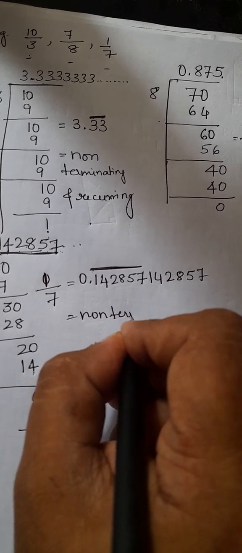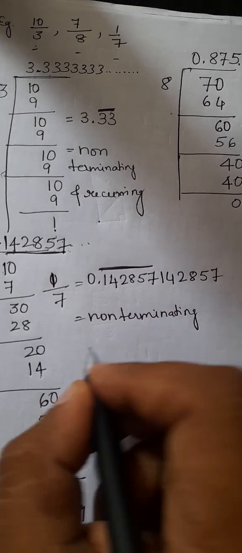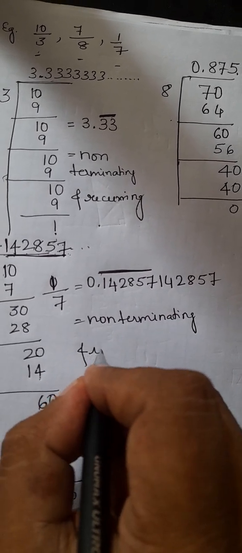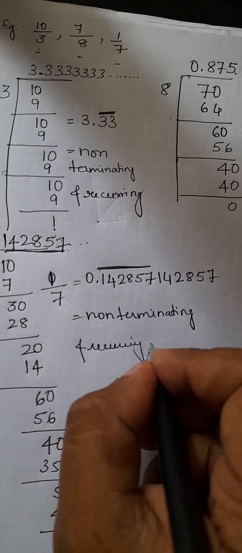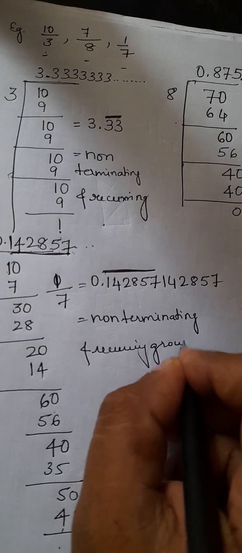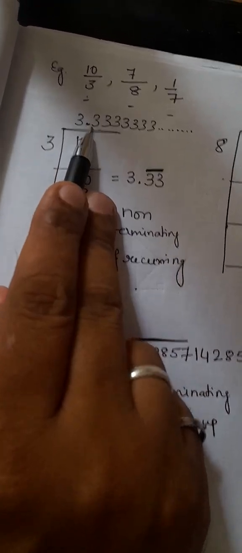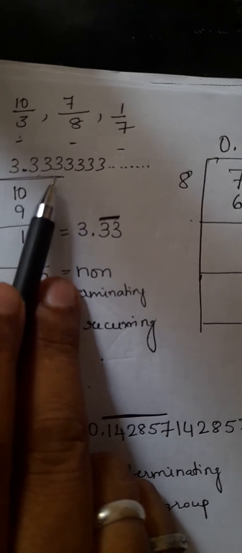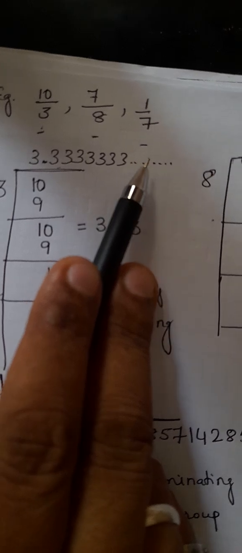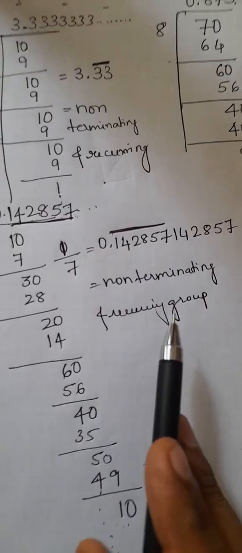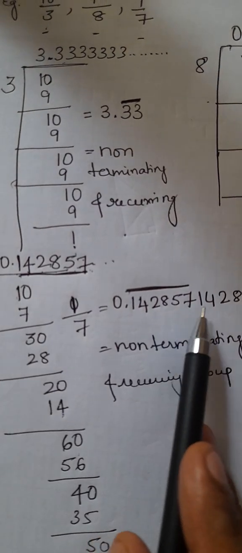Okay, it is non-terminating and recurring, right? Recurring group. It is not one single digit that is recurring. In this case, you found that 3 was a single digit, 33, 33, 33. We are very much sure the next is also 3, 3, 3, 3, 3, 3. But in this case, it's one set, 1, 4, 2, 8, 5, 7, 1.